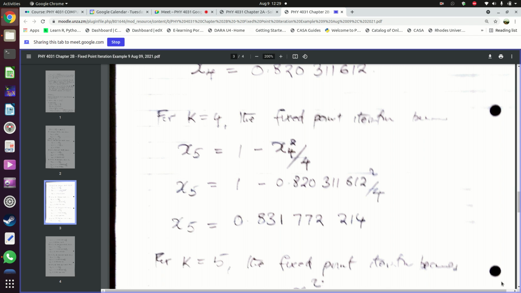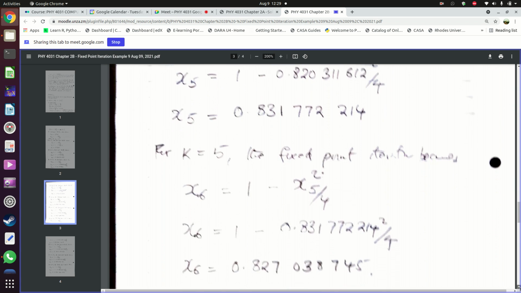Okay, so for x4, we have our iteration formula: x5 equals 1 minus x4 to the power 2 divided by 4. So our x4 is what we have here, 0.820311612. Then we put in this whole thing here squared divided by 4. So we end up having x5 equals 0.831772114.